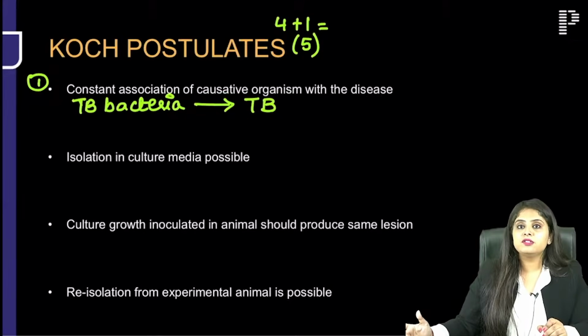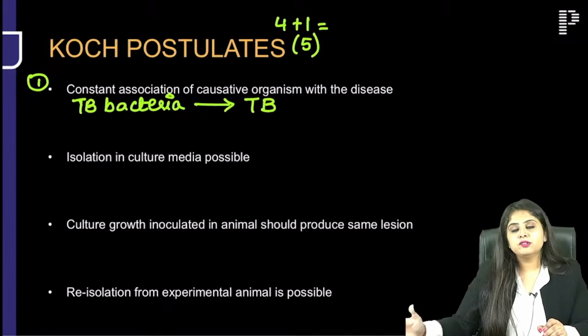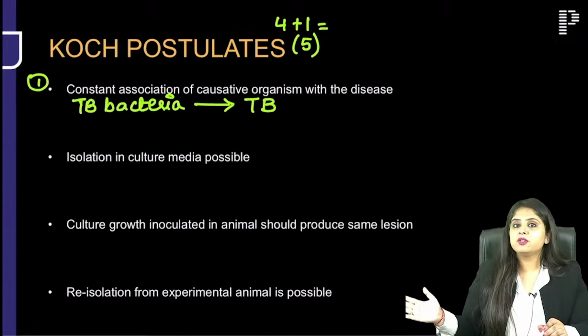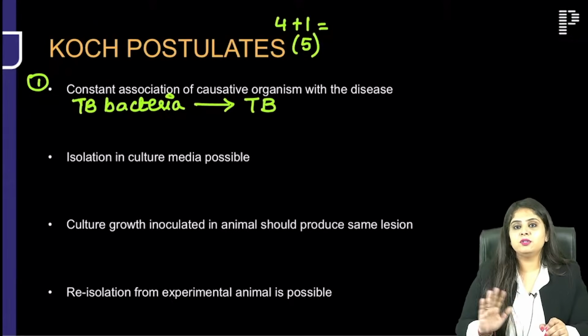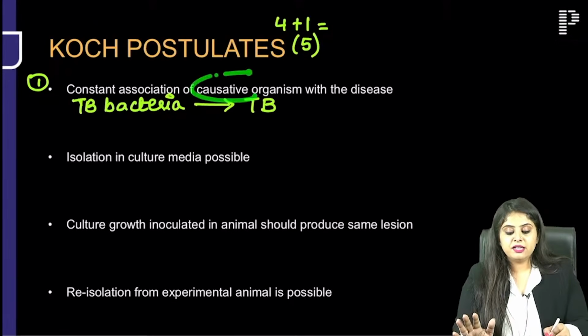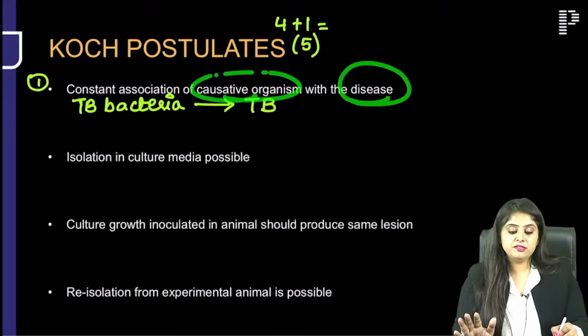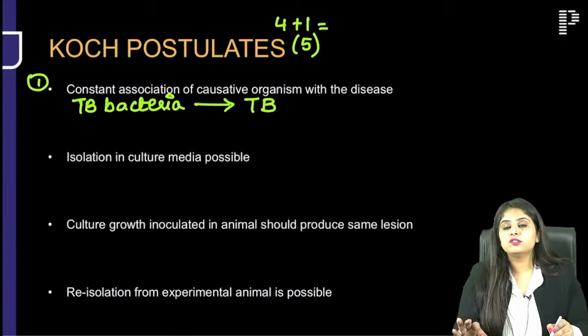TB will always cause TB. Cholera will always cause cholera diarrhea. TB will never cause cholera. Cholera will never cause TB. Nothing will be the other way around. The same organism will cause the same disease all the time. So there is a constant association. Is that okay with everyone? Number 1 is settled for all of you.